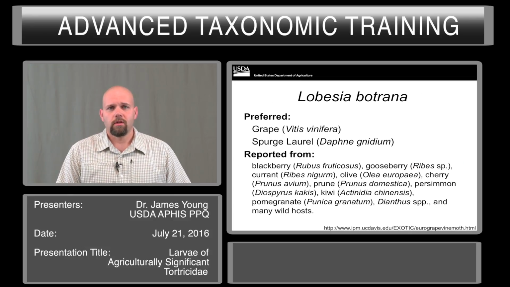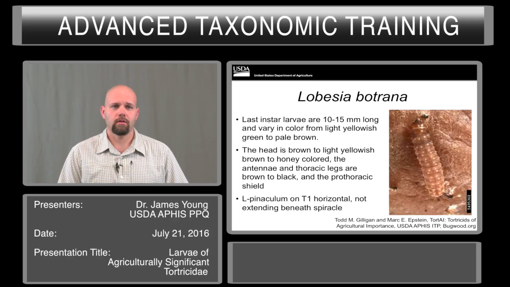The next species is Lobesia botrana. This species is present in limited areas in the U.S. and it is mostly found on grape and spurge laurel. However, it is recorded from many other species that occur in the U.S. and are economically important. The larvae are light green to pale brown, the head is dark, and the thoracic legs and antennae are dark brown to black.